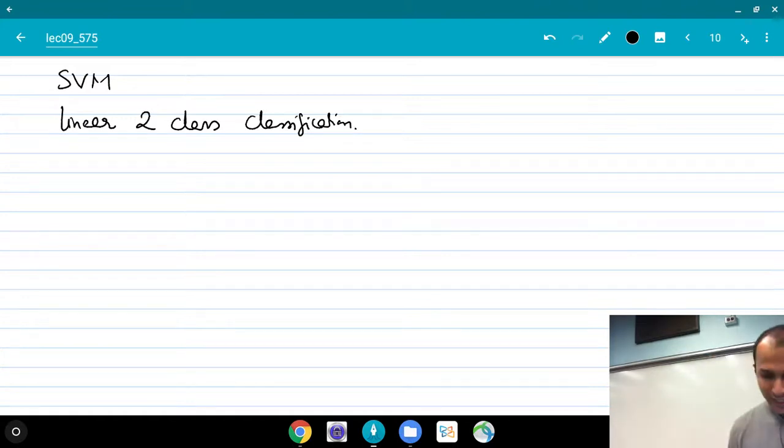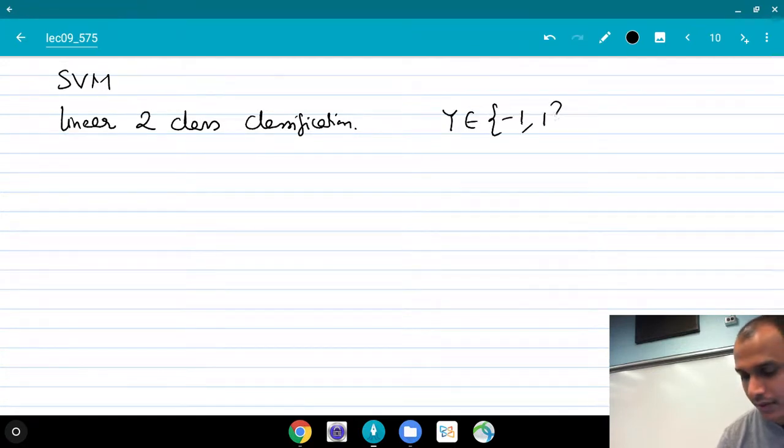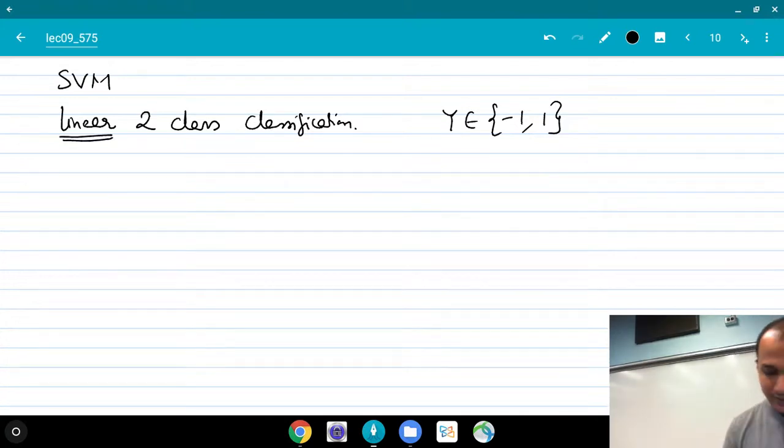And for that, let's assume that y is in the set -1 and 1. Which means it's binary, but it's not taking 0 and 1 values. It's taking -1 and 1. We saw this in AdaBoost as well, right? AdaBoost binary classification version. So that's good. And linear. So we're going to actually get a classifier, although we are calling it a different name.